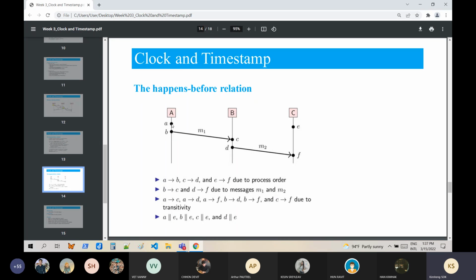Why do we know that A happened before C? Because there is transitivity. If A happened before B and B happened before C, we can say that A must happen before C.